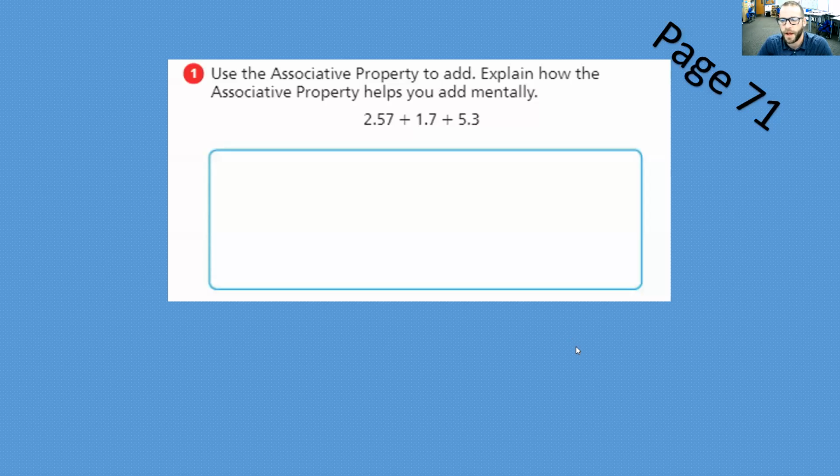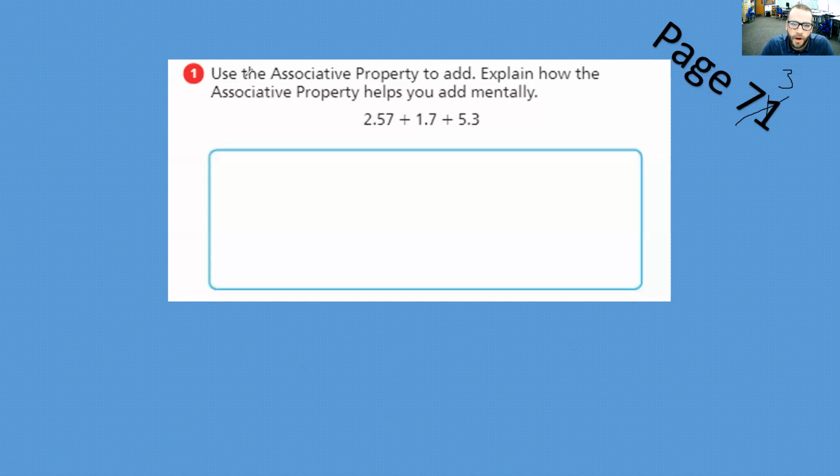All right, as promised, we're going to go over the review together. Okay, this is the Unit 2 review. Here we go. Okay, first of all, that is not page 71. It's page 73. Use the associative property to add.